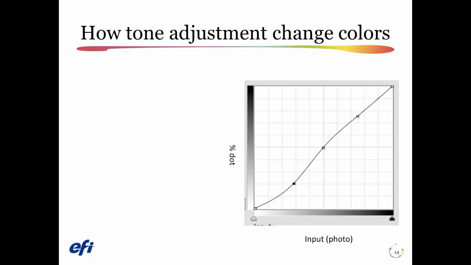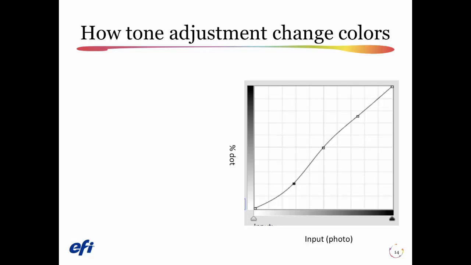Why did a change to the quarter tone affect the colors? The answer lies in the fact that we need to think about this tone curve as a curve for cyan on top of a curve for magenta on top of a curve for yellow. When we move that tone curve, we move all the colors together. You know, if we go to our curves in Photoshop, we can also move, say, just the magenta curve or just the yellow curve. But that's not what we do with the tone correction. We move all the colors together.